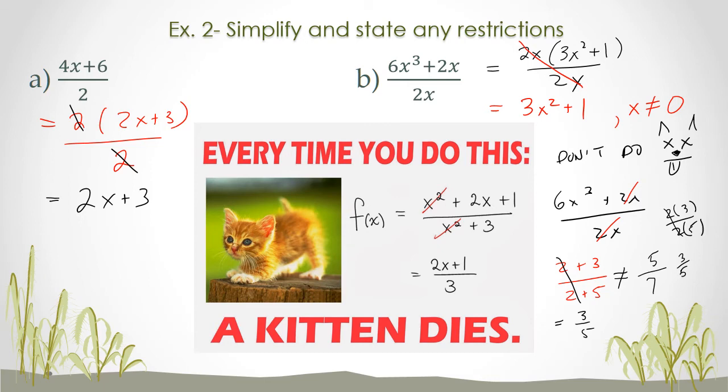And how could we test if that's correct? Well, if we did the multiplying, we'd be left with 6/10, which if you divide both of those by 2, gives you 3/5. Those things are good. Kittens are happy.